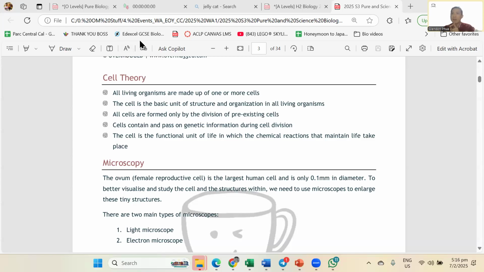If I cut myself now, red blood cells drop out. If I scratch my skin really hard, I get dead skin cells. If I pluck my hair, I get a hair follicle, which is a hair cell. So that gives us the very first thing about cell theory. I'm living and I'm made up of 1 or more cells.